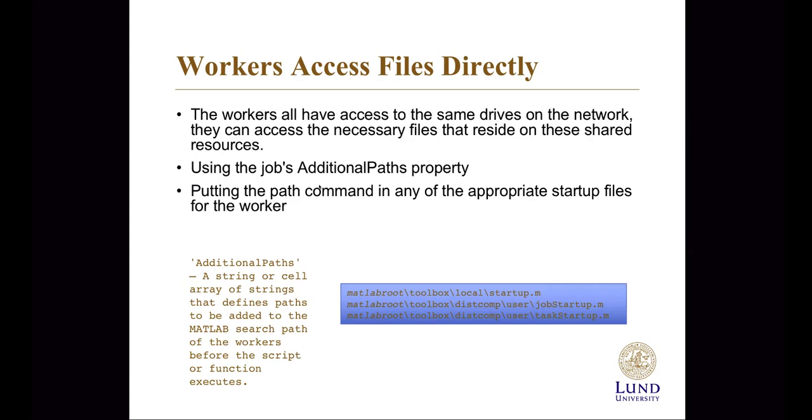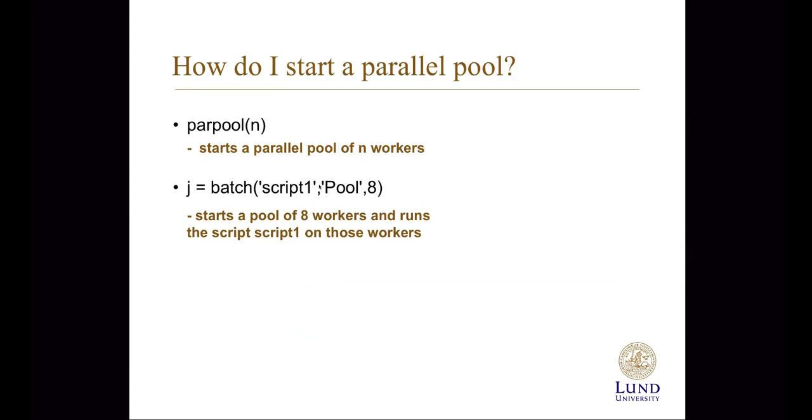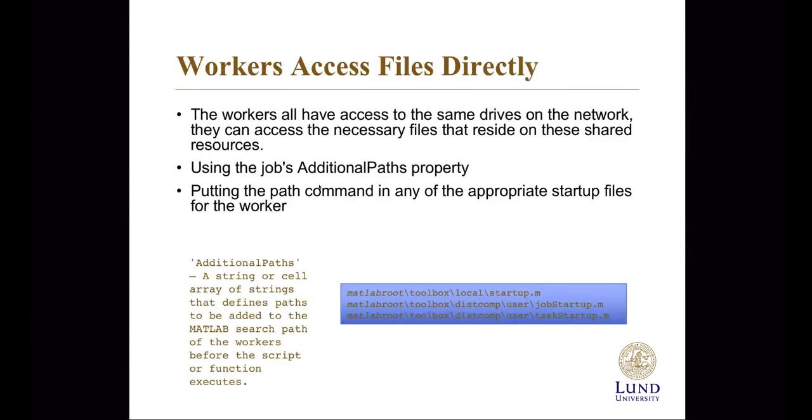You could also have a job, like when I said in this batch, you can have a flag called additional paths. There you can set the property and tell them the files that are in this directory you are going to use. Or you could have a path command in any of the startup files for the workers. Here in the toolbox local startup and the user job startup and task startup, there are example scripts that you can use to create scripts or things that you want every local worker to perform every time you start, if you want to do that.